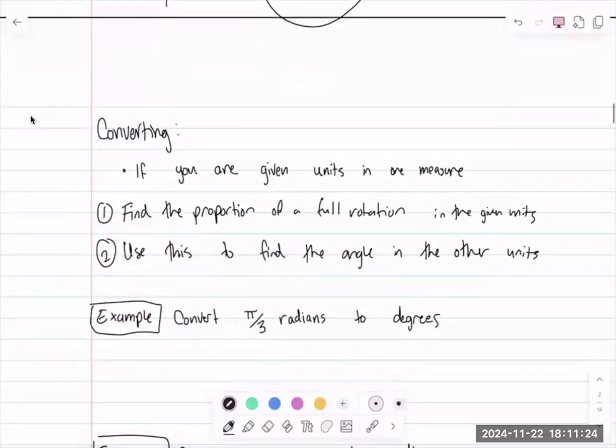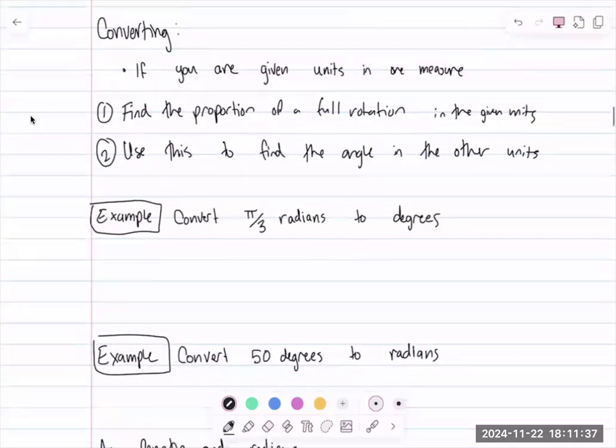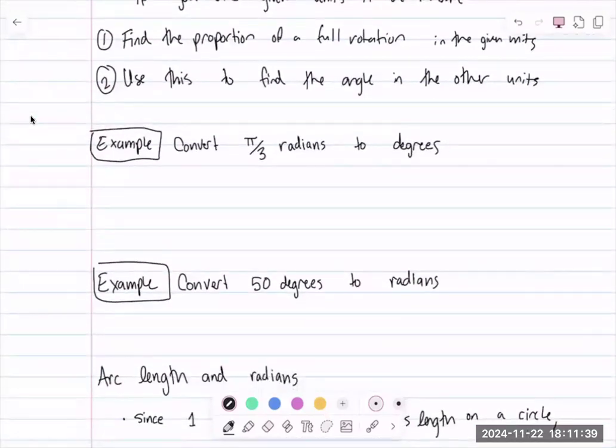Okay, on to converting. If you are given units in one measure and you need to find it in the other, first of all, figure out what proportion of a full rotation it is, and then use this to find the angle in the other units, okay? So I have 2 examples down here. Try them on your own first, but I'm going to go straight into them.